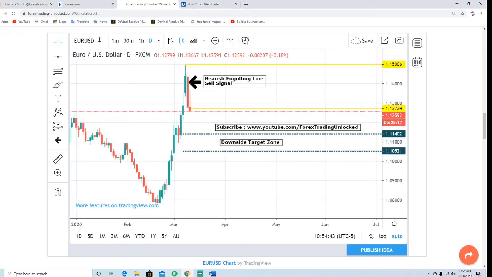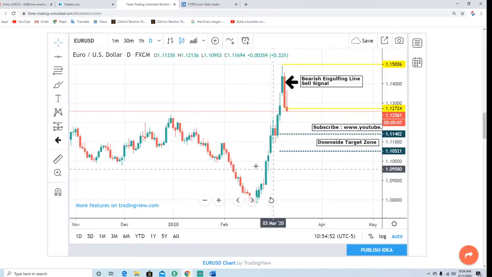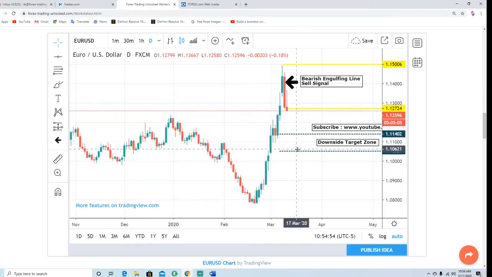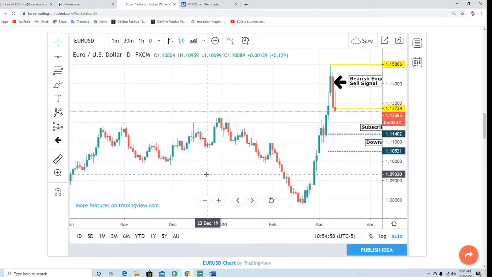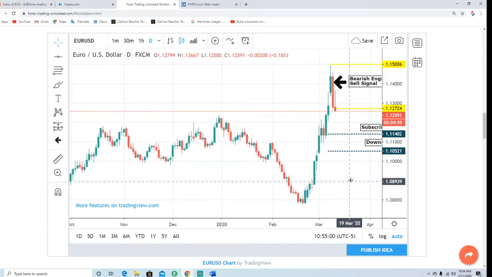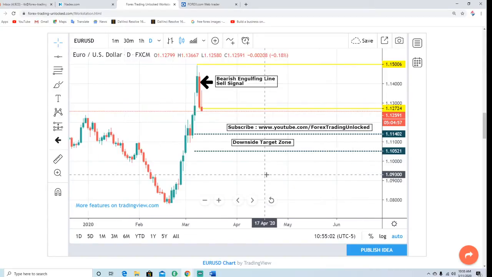Our target zone is down to 111.40, down to 110.52, somewhere in this area. This would be a nice little bottoming area for where the market has been trading basically for a long time. So if it settles down in here and starts to chop around, that would look a lot like it did for months on end before we were heading into 2020 and the new year.